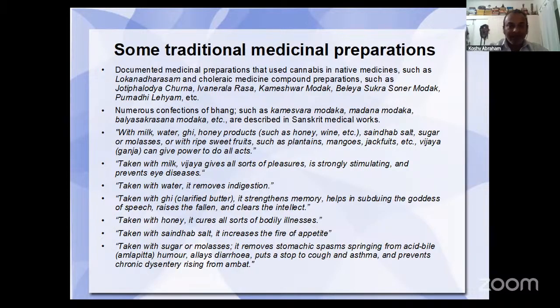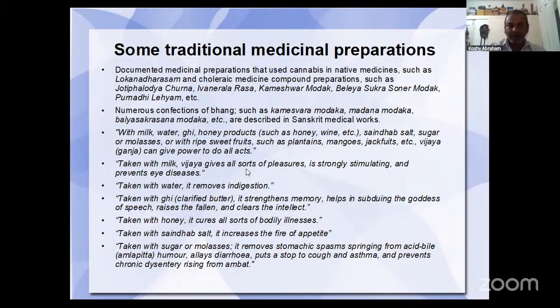Some interesting things we find are that witnesses say that cannabis works very well with milk, water, ghee, honey, salt, a particular type of salt called sendab salt, sugar, and fruits such as plantains, mangoes, jackfruits. In combination with these kinds of foods, it can greatly enhance the medical effects.